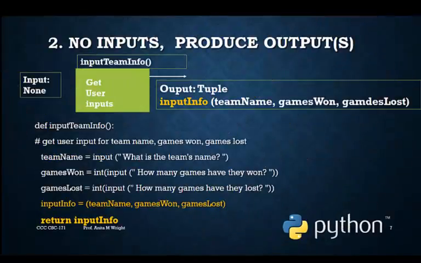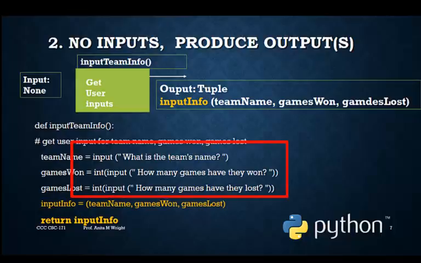The second variation is no inputs, but producing outputs. Remember, our point of reference is inside the green box looking at the rest of the program code. Our job is to get inputs from the user, not another part of the program, so there are no input parameters inside the parens for input team info. Although we accept inputs from the user of the program, this function has no formal input parameters. All of the input is from outside the program, typed in by the user.